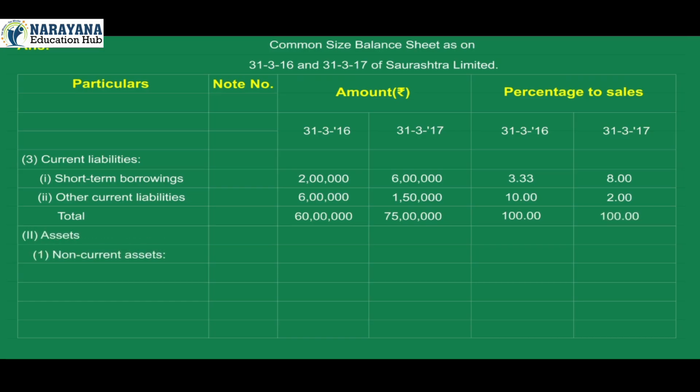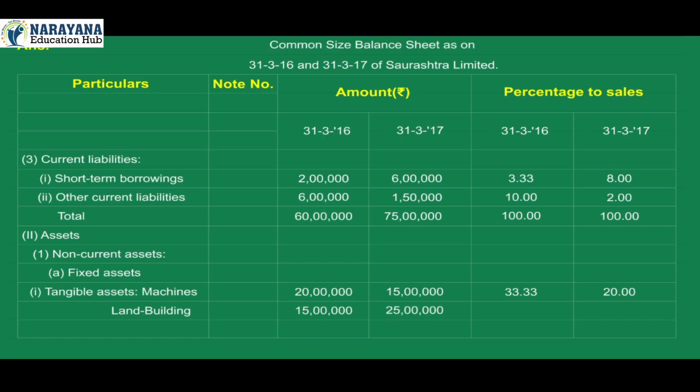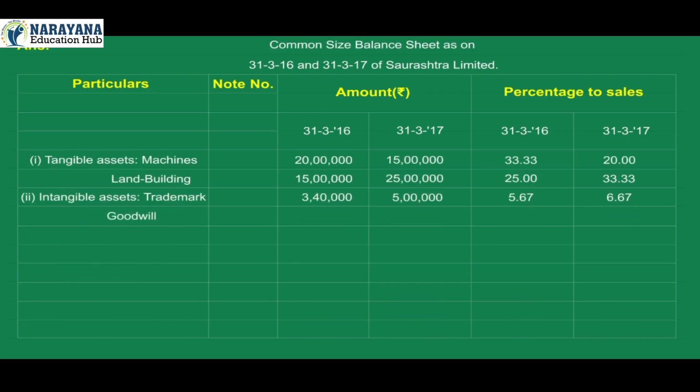Number 2. Assets. 1. Non-current assets. A. Fixed assets. 1. Tangible assets. Machines 20 lakh, 15 lakh, 33.33%, 20%. Land building 15 lakh, 25 lakh, 25%, 33.33%. 2. Intangible assets. Trademark 3 lakh 40,000, 5 lakh, 5.67%, 6.67%. Goodwill dash, 4 lakh 50,000, dash, 6%. B. Non-current investments 15 lakh, 15 lakh, 25%, 20%.